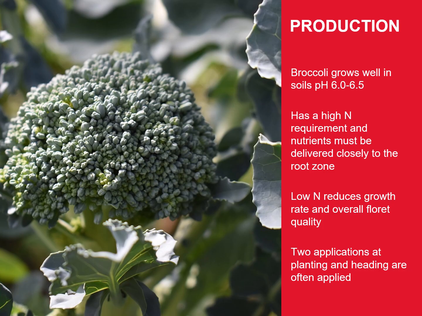In terms of the soil requirements, broccoli does well in soils of around 6 to 6.5 pH. It has a high nitrogen requirement, and nutrients must be delivered closely to the root zone, as the roots of the broccoli plant aren't too deep and they aren't too wide. Low nitrogen reduces the growth rate and the overall floret quality, so it's important to get the balance right when applying fertilizer to broccoli crops. Typically 2 applications might be made, one at the transplanting stage, and another side dressing perhaps at the heading stage.